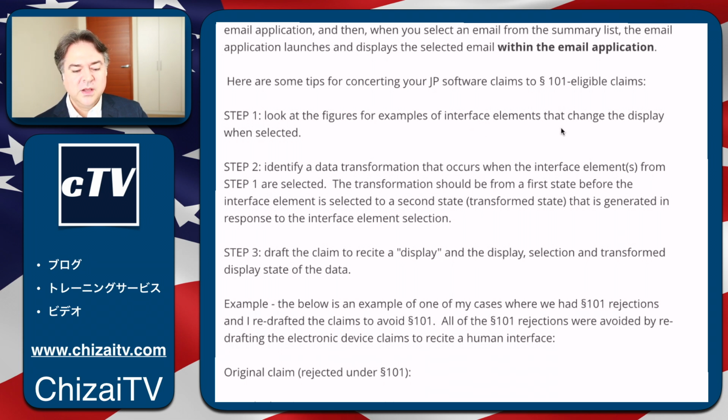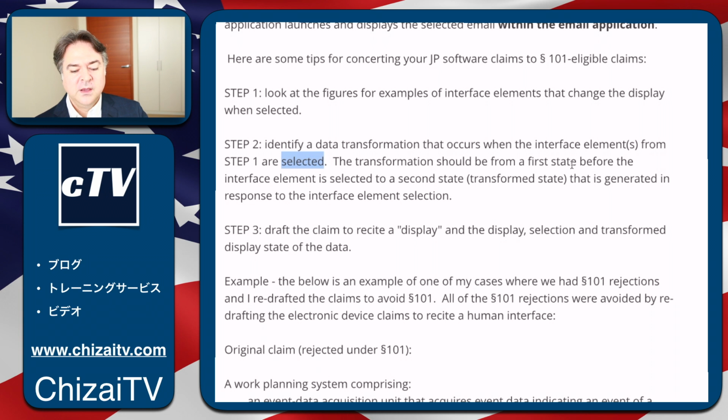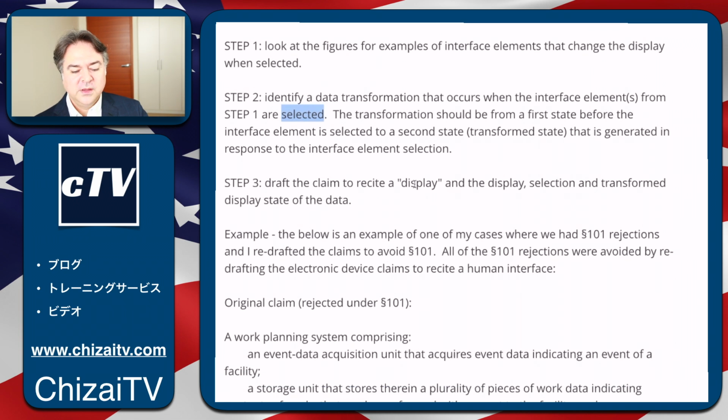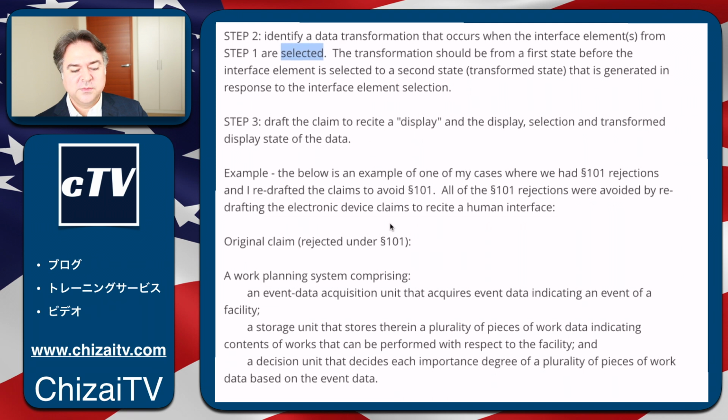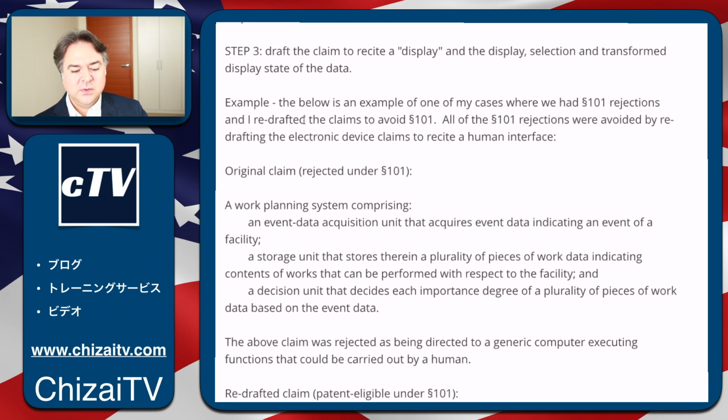Okay, so step 1, look at the figures for examples of interface elements that change the display when selected. Step 2, identify a data transformation that occurs when the interface elements from step 1 are selected. And the transformation should be from some kind of first state before the interface element is selected to a second state that is generated. And then you draft the claim to recite a display as above. Okay, so here's an example.